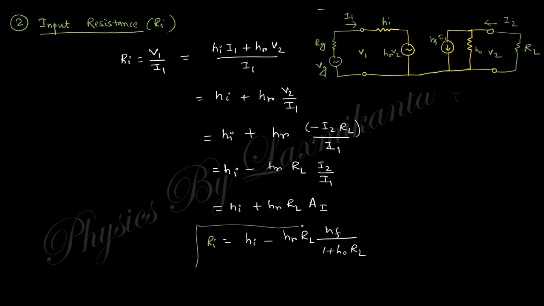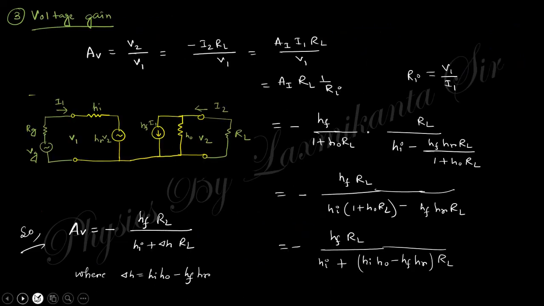Okay. Next thing is the voltage gain. Voltage gain is nothing but output voltage by input voltage, V2 by V1. V2 is nothing but minus R2 by R1 and this thing, and V1 equals I1 Ri. After getting this, put this value of AI, the current gain, and the value of Ri, the input resistance. After putting these, you get this calculation, and this is the voltage gain AV, where delta is HI H0 minus HF HR.